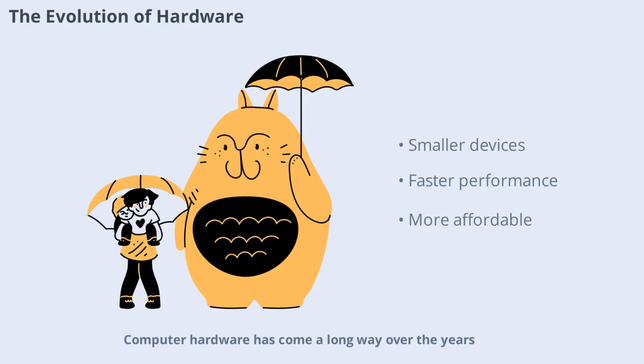Computer hardware has come a long way over the years. Early computers were huge and slow, but today's devices are small, fast, and powerful. Advances in hardware technology have made computers more affordable and accessible, changing the way we live and work.